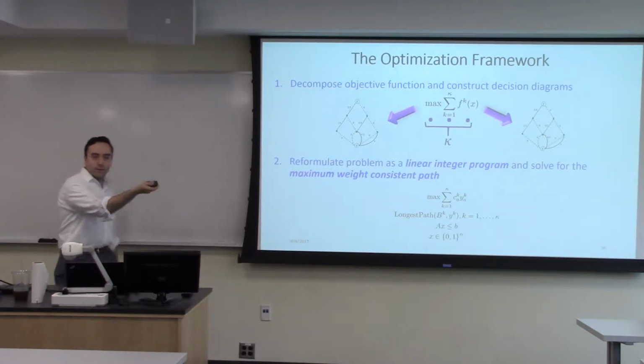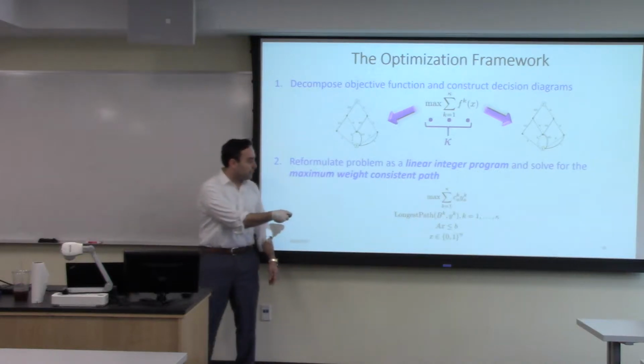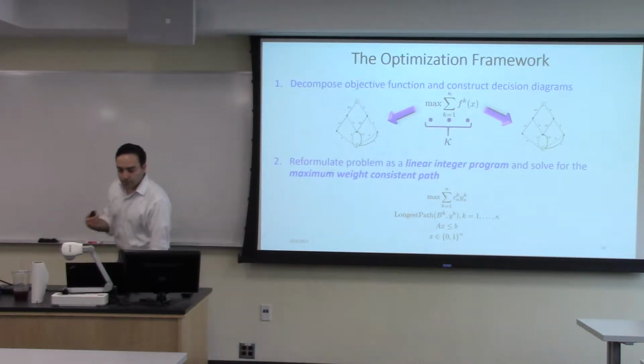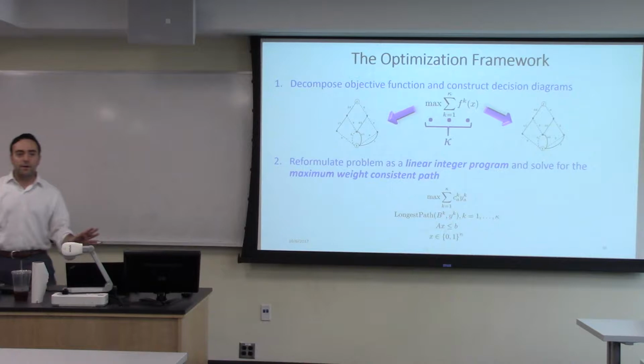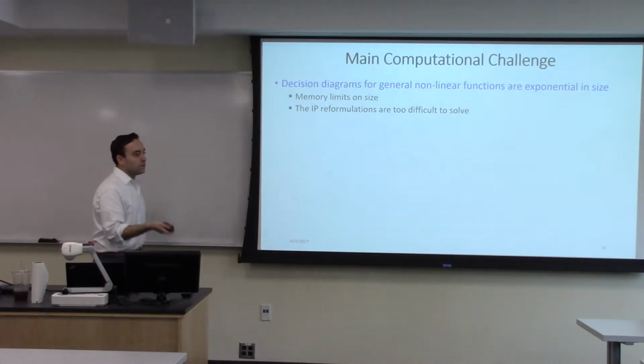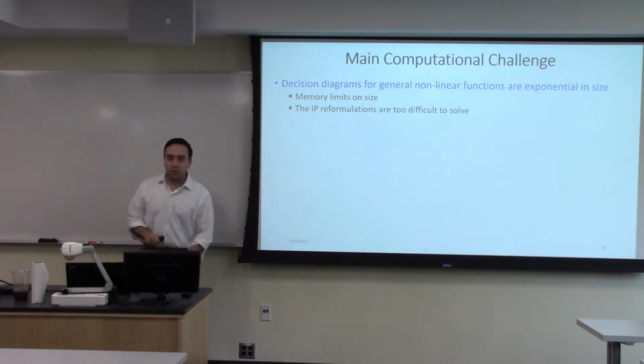So that's what we do. We build the diagrams, we build this thing, we get this problem here, longest path polytopes, fine. Good. Questions so far? That's the framework. Now, the issue that we get is exactly the issue that we've been talking about. These things blow up too big.